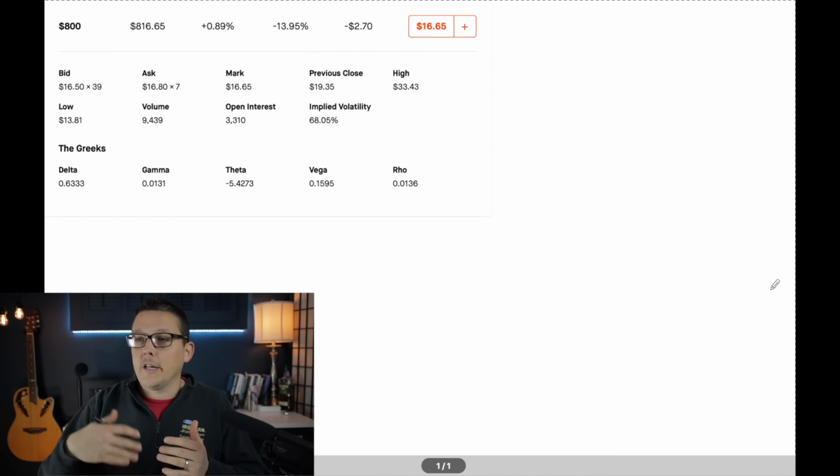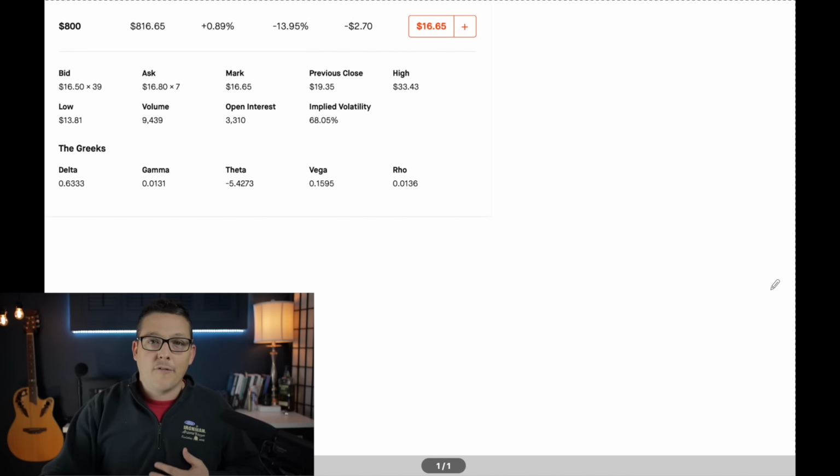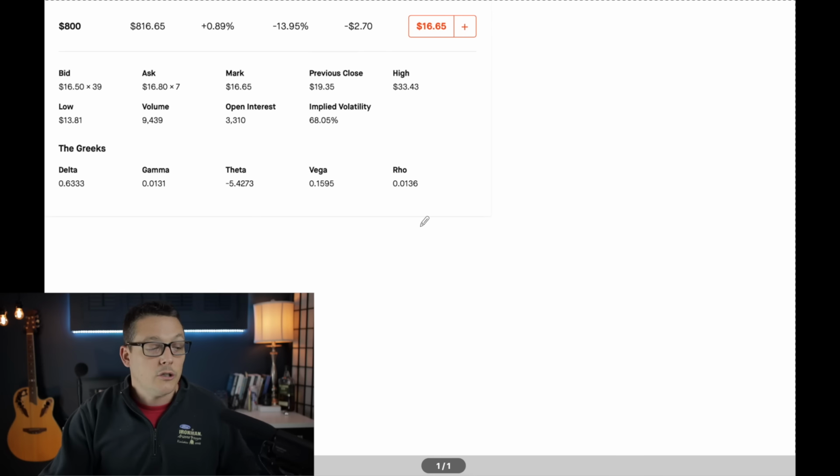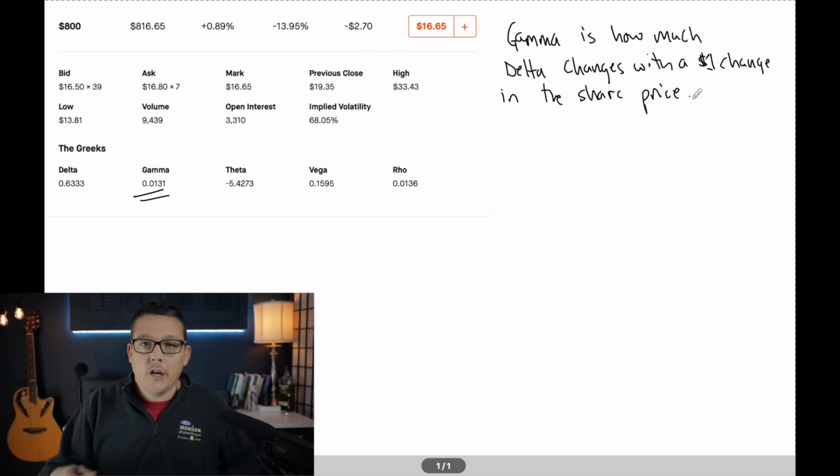So now I'm talking about how much delta changes as I approach the money. It's not a constant number. And you're like, okay, well, how do we identify that? We identify that change in delta using gamma. So gamma is how much delta changes with a $1 change in the share price. So both gamma and delta are affected by the share price either going up $1 or coming down $1.